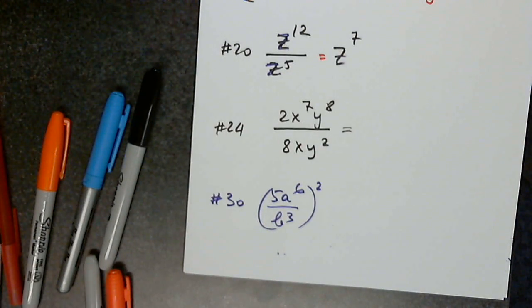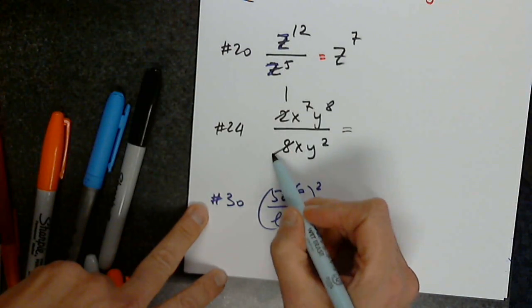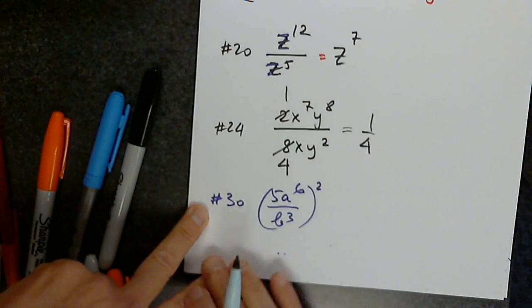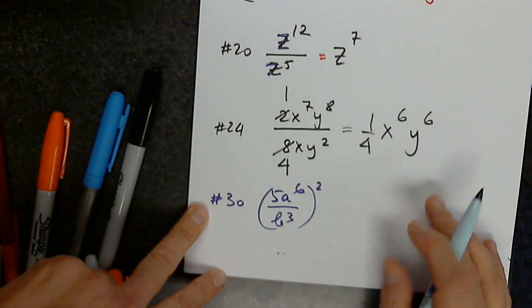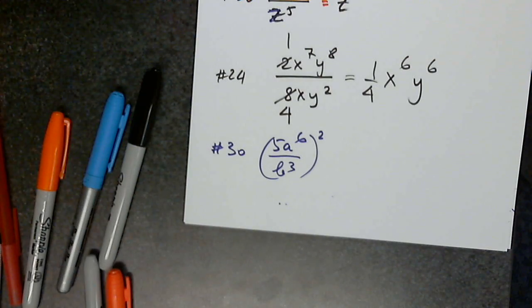Number 24. 2x to the 7th, y to the 8th power over 8x y squared. Why negative? I simplify by 2, and I simplify by 2. So minus the whole, x to the 6th power and y to the 6th power. Do we all agree with this? Okay, we're working on number 30.